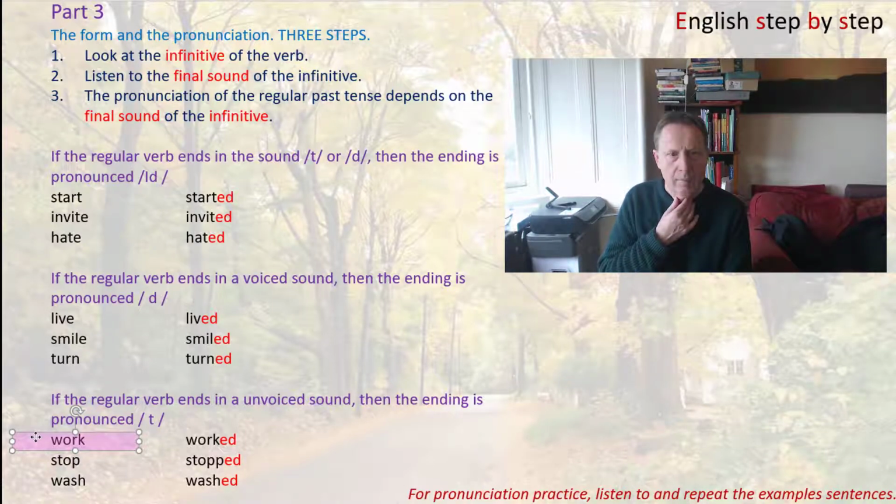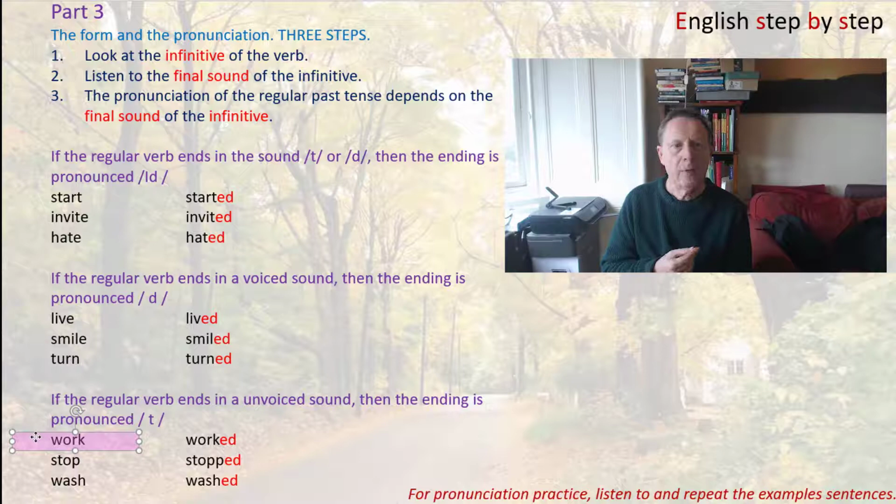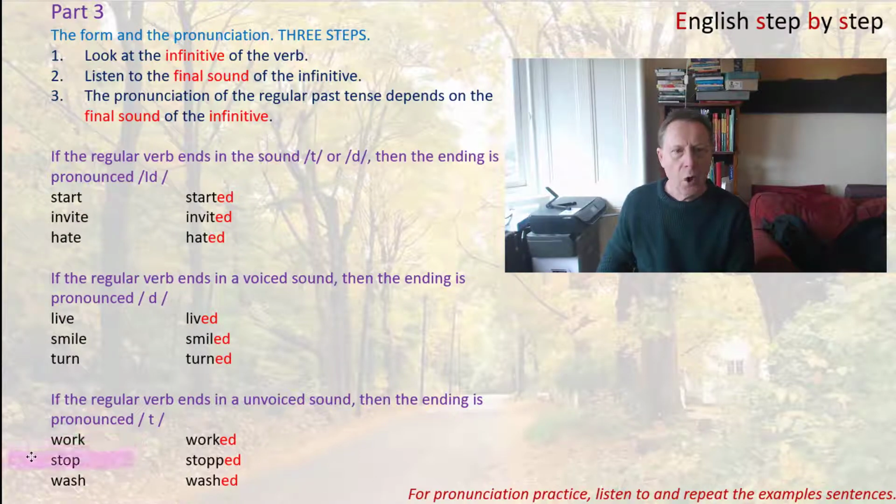Now in the next list, the end of the word is unvoiced because you don't use your voice. For example, work, the sound is k. Stop, the sound is p. And wash, the sound is sh. So you can hear no voice. K, p, sh. And that's different from v, l, n.